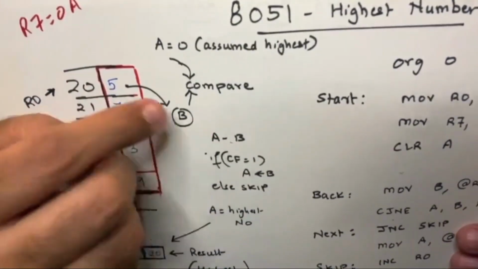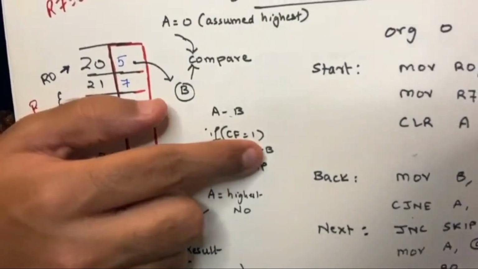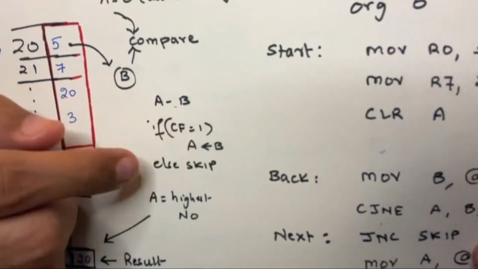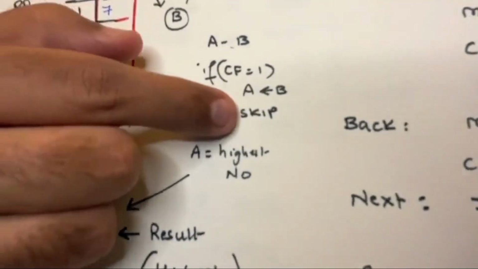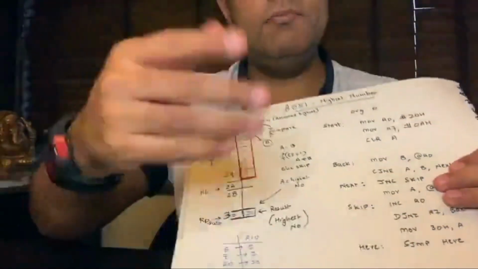So if there is a carry, I've got a new high number, I will copy that number into A. Else skip. If there is no carry, then I haven't got a new high number, I will skip it. Tell me, did you understand the logic? Tell me the logic now properly.